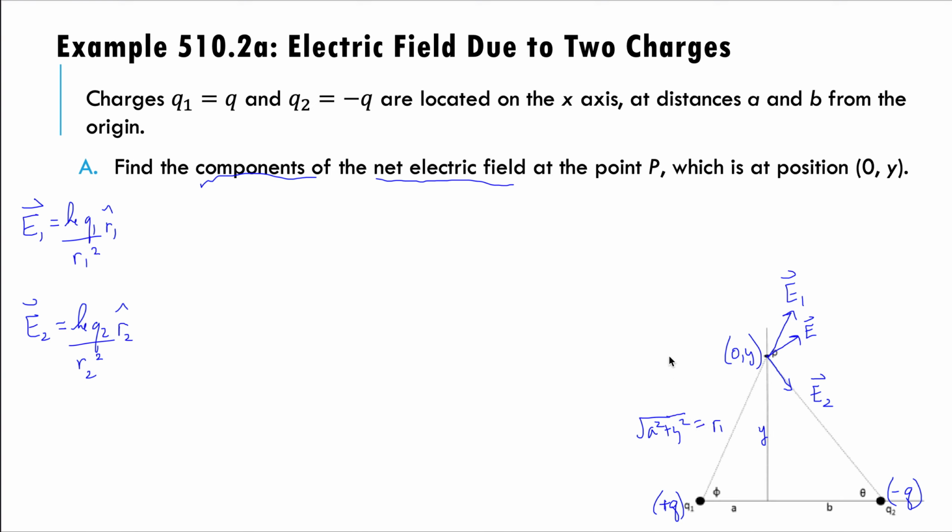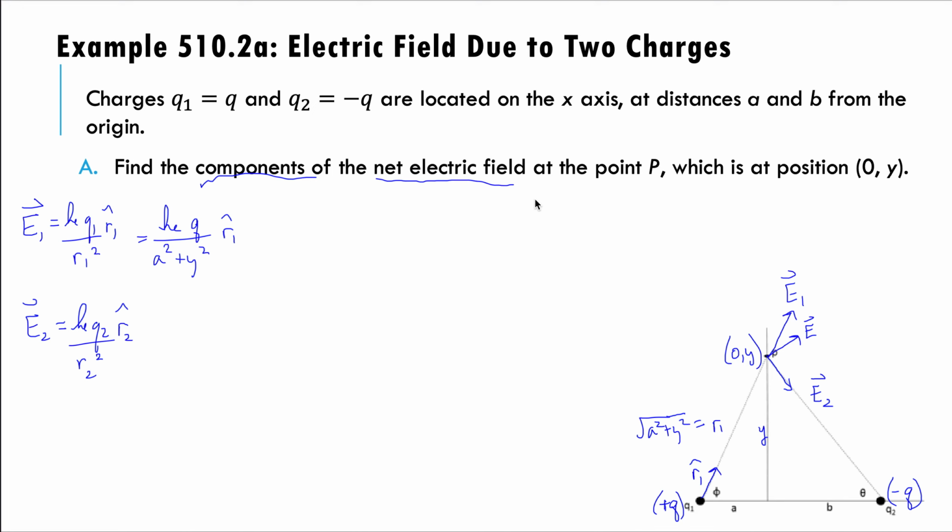So that's our r1. We can plug in what we know: k_e, and then Q1 is just Q. And r1 squared is going to get rid of the square root, so it's going to be a squared plus y squared. We still need the unit vector r1 hat. r1 hat is a unit vector that points away from the charge Q1 towards the point P.